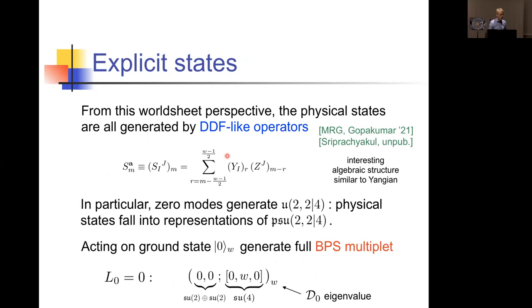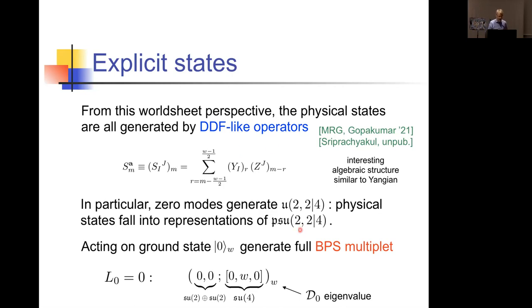And what we've shown is that all the physical states you can make by taking these DDF-like operators and acting with them on the ground state. Now, these DDF-like operators satisfy some interesting algebraic structure. They satisfy some sort of commutation relations that look like, this isn't quite a Yangian, but it sort of feels like the same ballpark of animals. So this is somehow lurking inside this description. That's sort of the spectrum generating algebra from the worldsheet perspective.